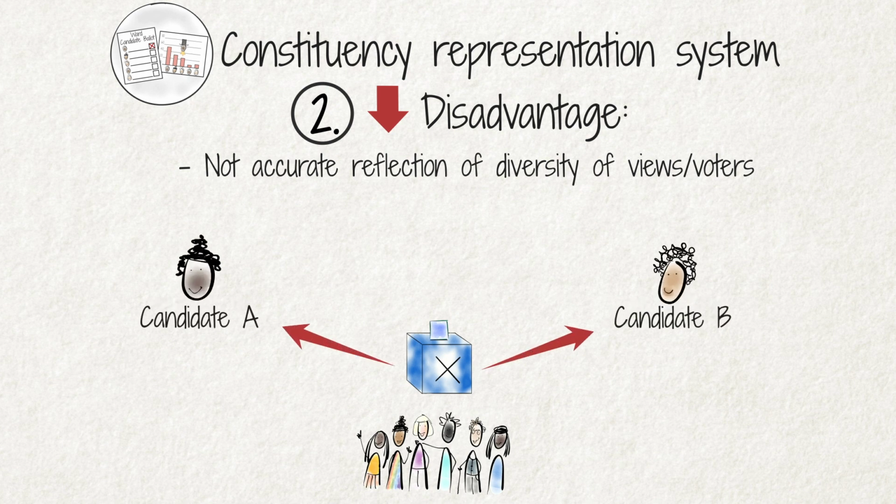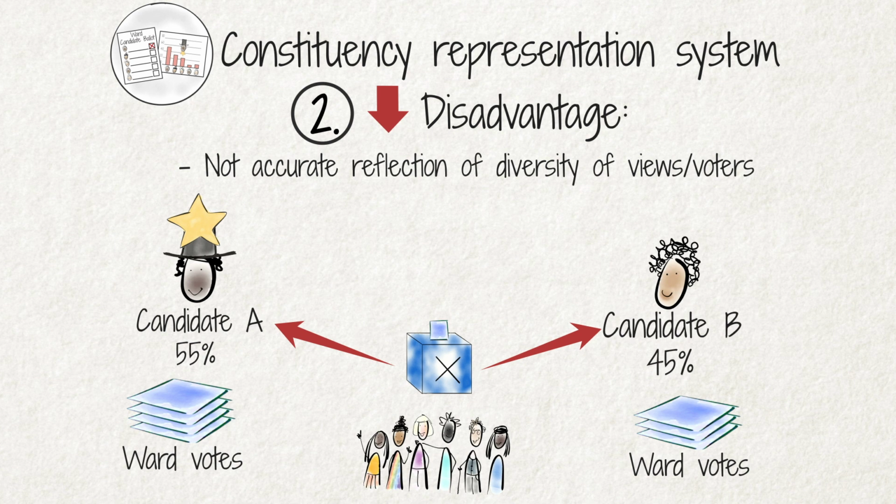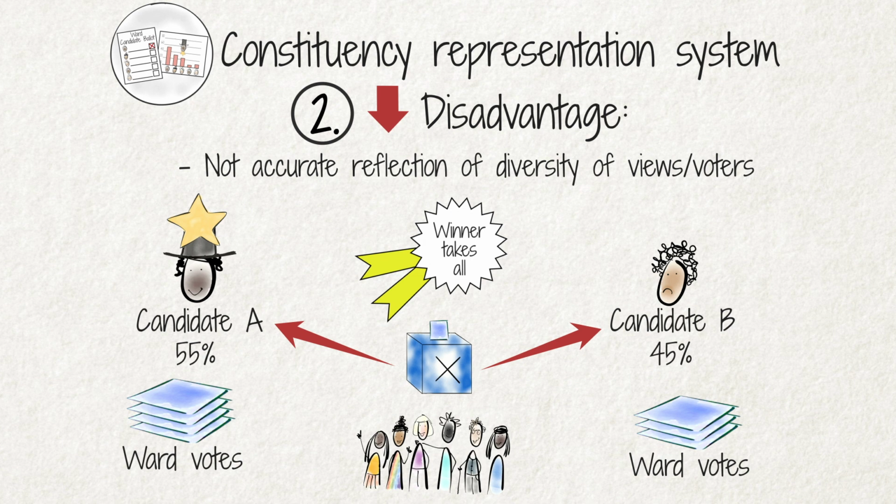Let's say two candidates compete. Candidate A gets 55% of the votes, and candidate B gets 45% of the votes. In a straightforward constituency election, Candidate A wins the ward seat and Candidate B gets nothing. That is why it is called a winner-takes-all system.